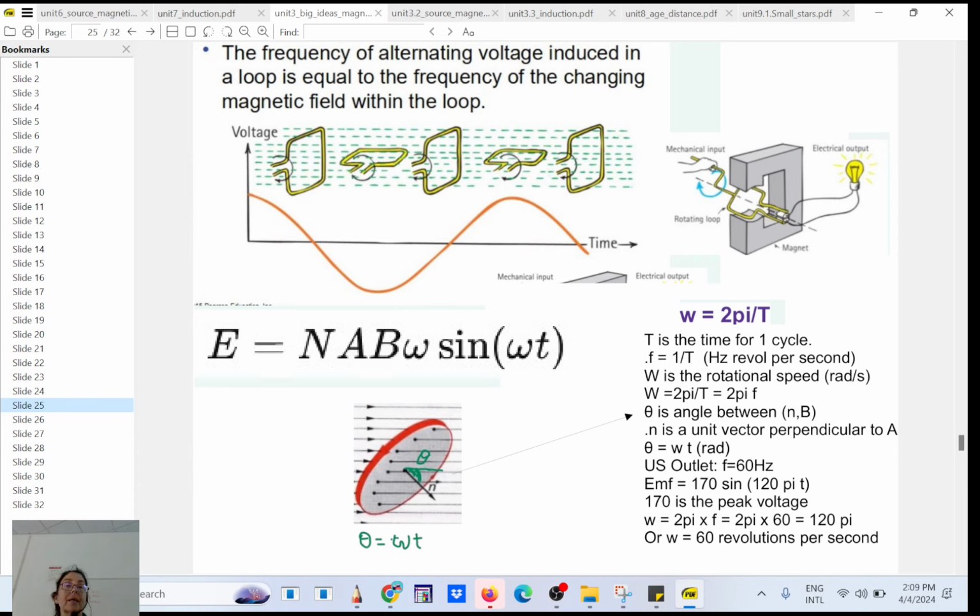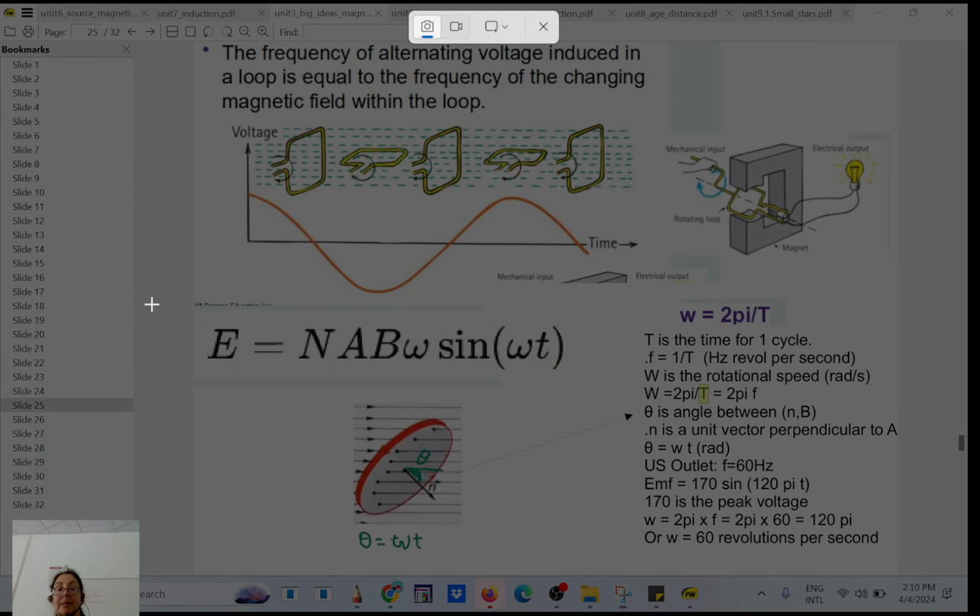You see, omega is like a speed. A speed will be the angle here in radians divided by the time. So that will be the time for one revolution. So 2 pi is one revolution, and T is the period, the time for one revolution. Is that clear? So the unit for omega, which is a speed, is rad per second.